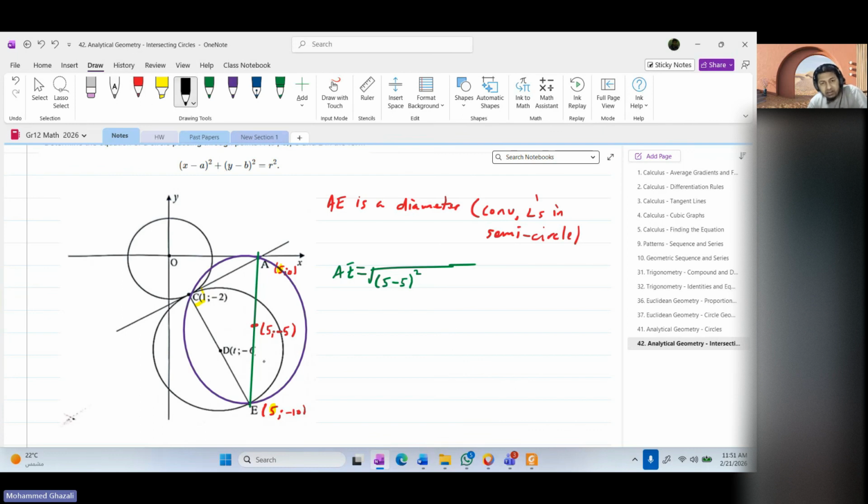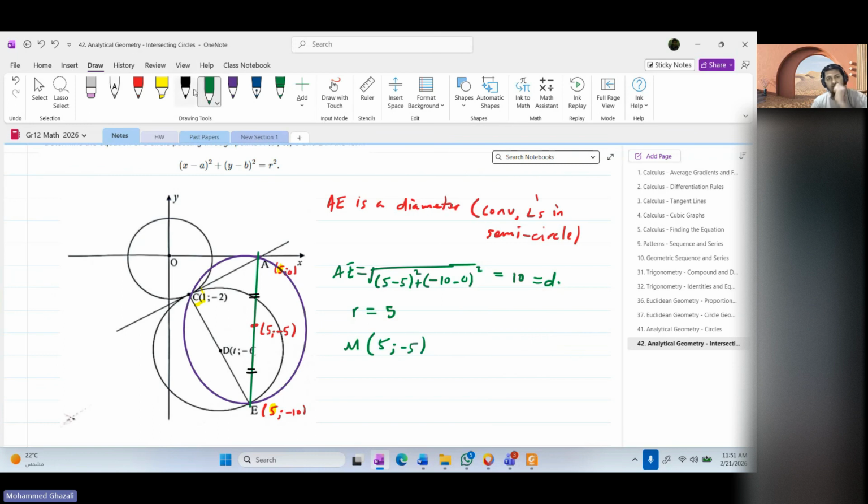Anyways, I already have the center, and the radius will just be 5 as well, because I'm just going from there to there. So let's see. Minus 10 minus 0, so the square root of 100, which is 10. So 10 is the diameter, and the radius is equal to 5, 10 divided by 2. The entire distance AE is 10, radius is 5. What's the midpoint? The midpoint is 5 and negative 5.